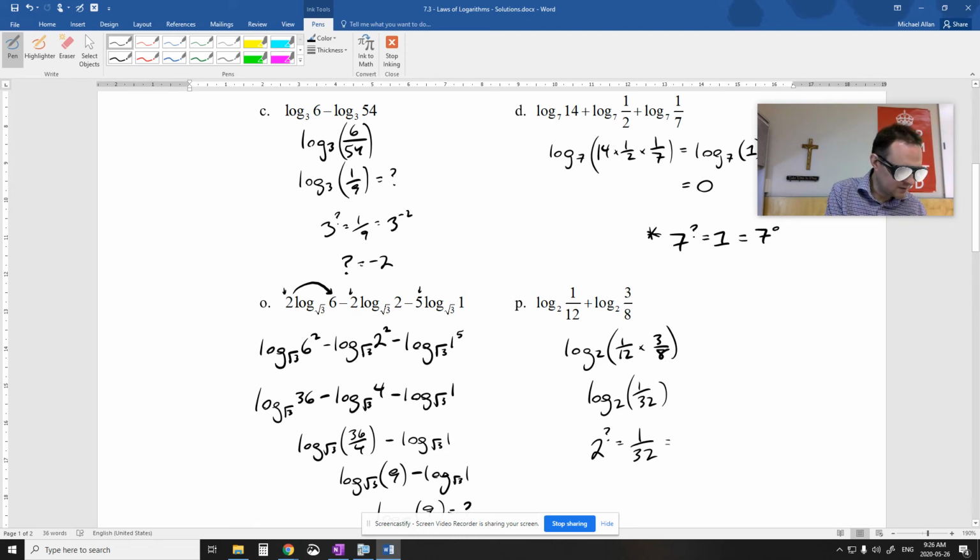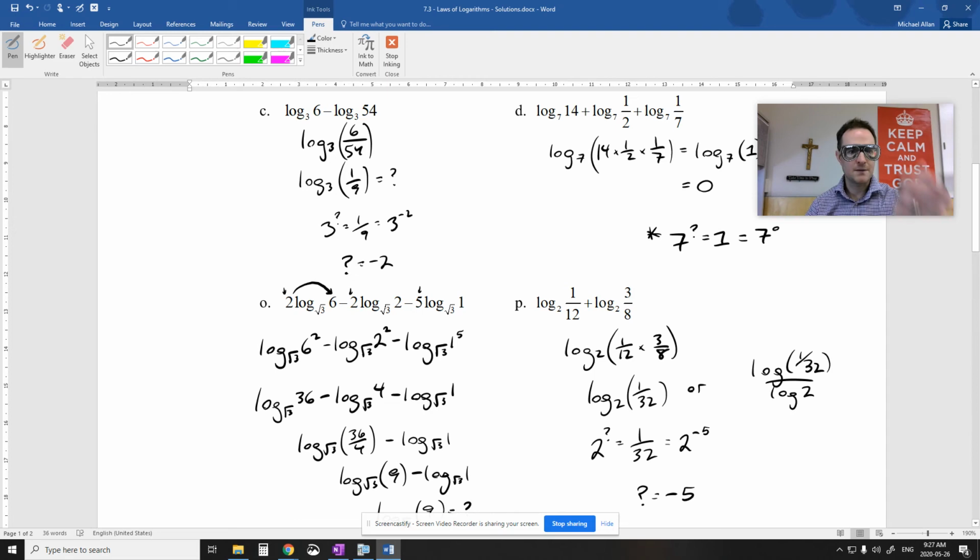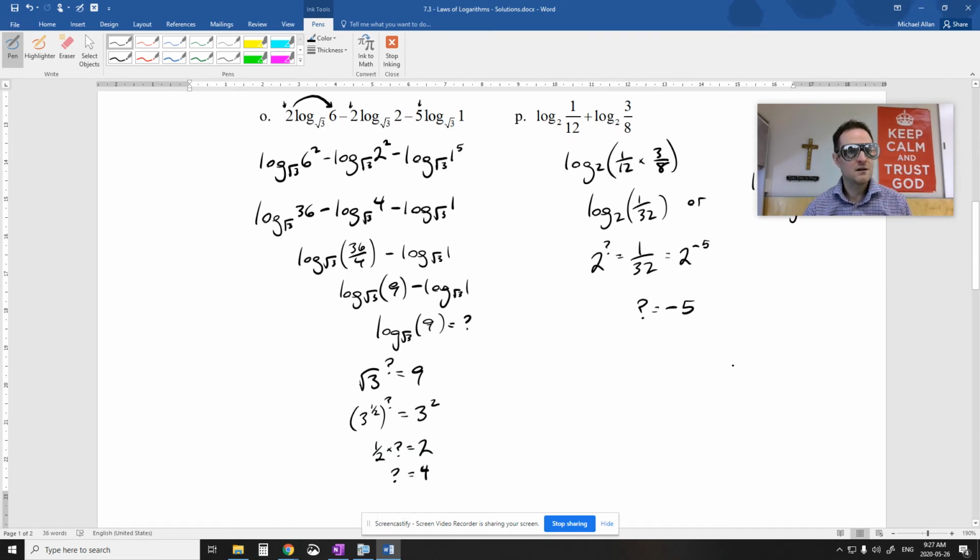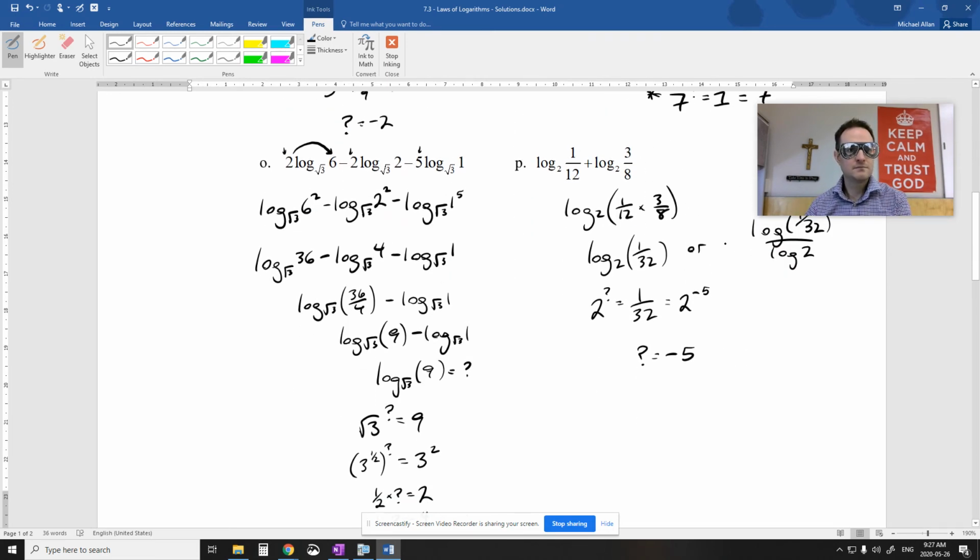Yeah, 2 to the power of 5. If I can get this to work properly. Okay, it's upside down. So this is 2 to the power of negative 5. So the question mark here is equal to negative 5. And again, you could just plug in your calculator. You can just go log 1 over 32 divided by log 2, or type exactly what it says in your calculator if you have the log base button. So it should work out.